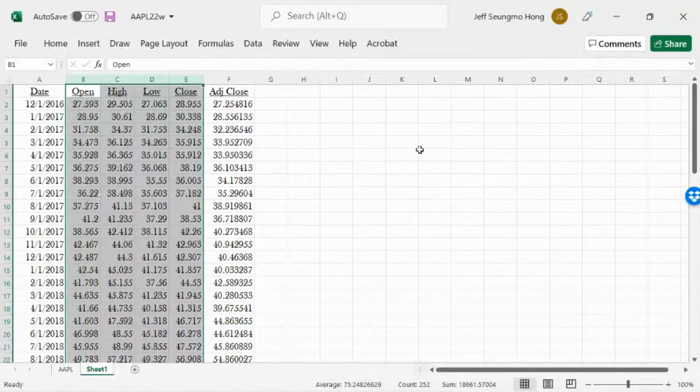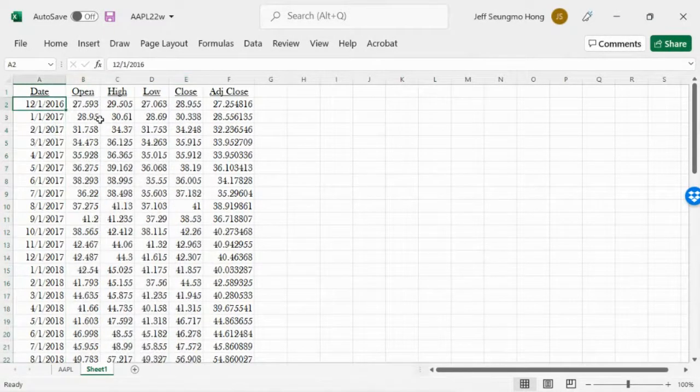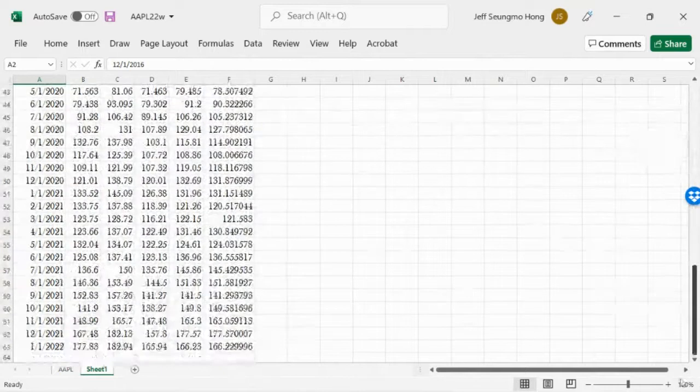But again, this is monthly data. So this means the opening price for that month, highest during the month, lowest during the month, closing of the month. Okay. And one more thing. The data is now sorted in ascending order, ascending meaning from the earliest time to the latest time.